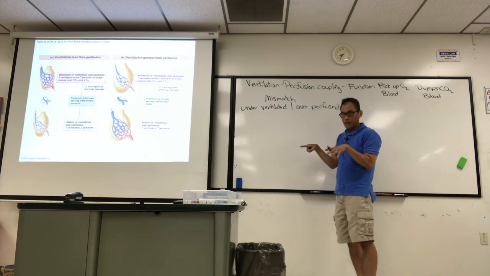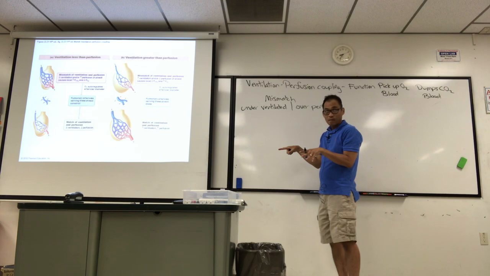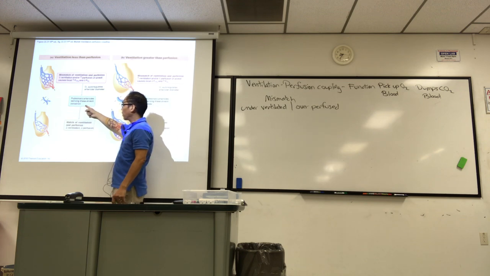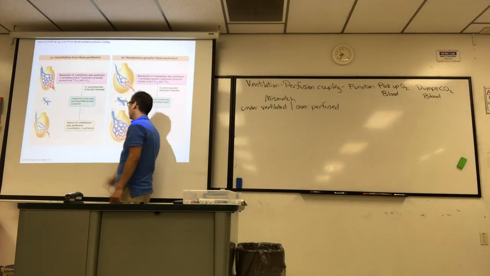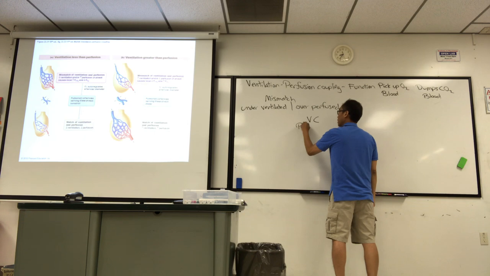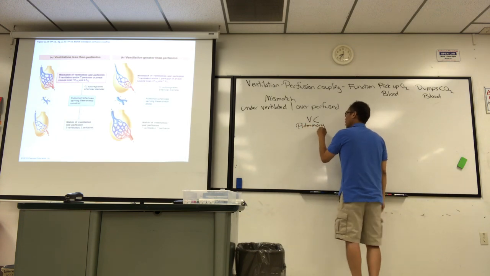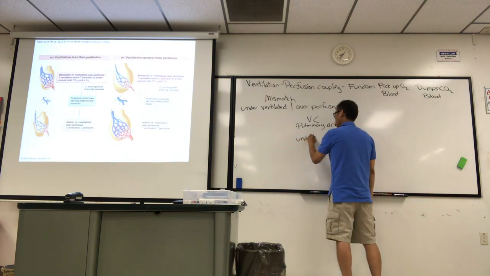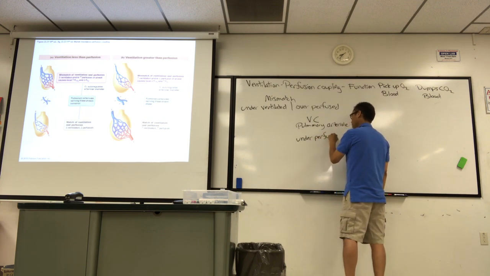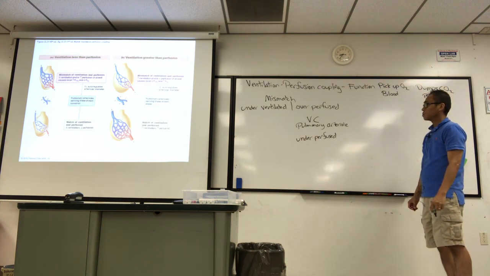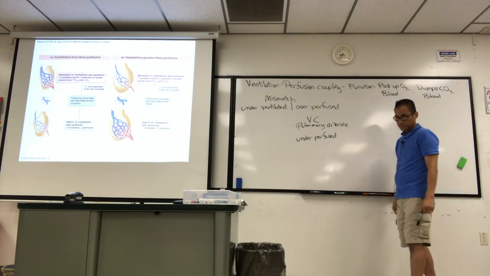So, for whatever reason, not a lot of fresh air is getting there. So you want to constrict, that's what's showing you there. Constrict the pulmonary arteriole so you match it. I'll put VC, vasoconstriction. So now it's matched. Now it's underperfused. What is constricting doing? It's restricting the blood flow, so it's less perfused. Okay, so now it's matched.